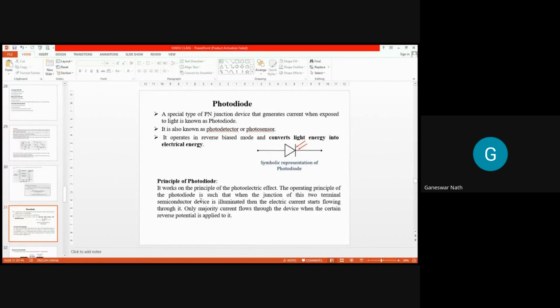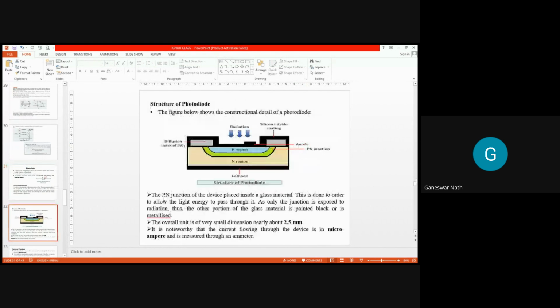It works on the principle of the photoelectric effect, and the operating principle of the photodiode is such that when the junction of this two-terminal semiconductor device is illuminated, then the electric current starts flowing through it. If you go to the diagram, you can see the structure of a photodiode. This is the P region and the N region, and this is the junction or the depletion region.